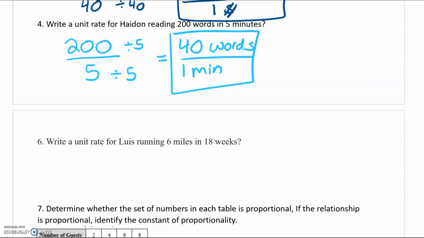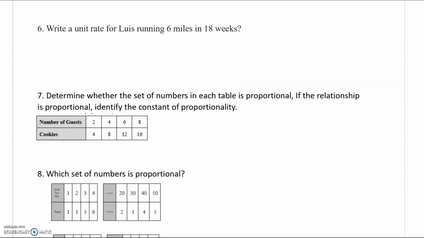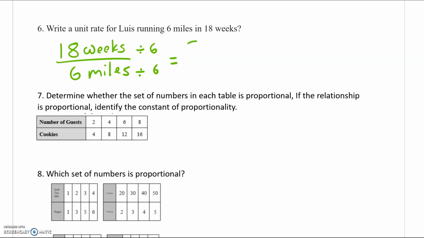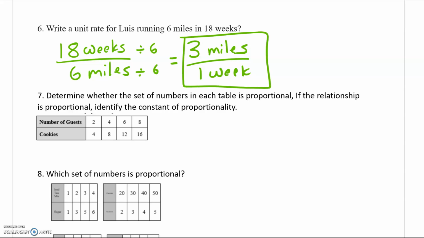All right, question number 6. Write a unit rate for Luis running 6 miles in 18 weeks. So this one, right, makes more sense if we set it up 18 weeks, 6 miles. And what do we divide by? Yep, 6 it is. So we divide by 6. So we get 3 miles per 1 week. So Luis is running 3 miles per week.